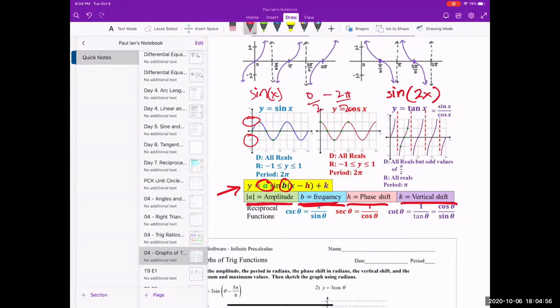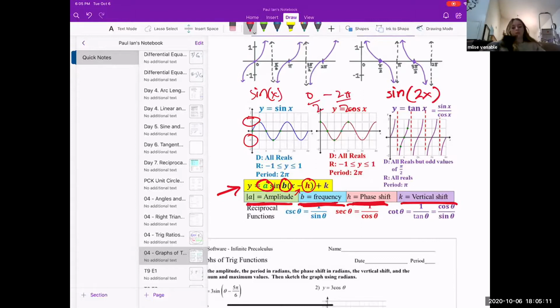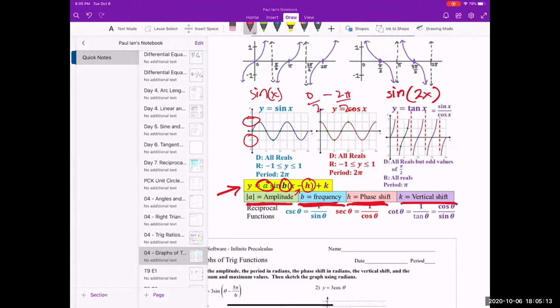Okay. And then this h is a phase shift, like a horizontal shift. Remember, it works opposite to the sign. For example, sine of x minus 2 is going to be a right shift. If it's sine x plus 2, it's going to be a left shift.